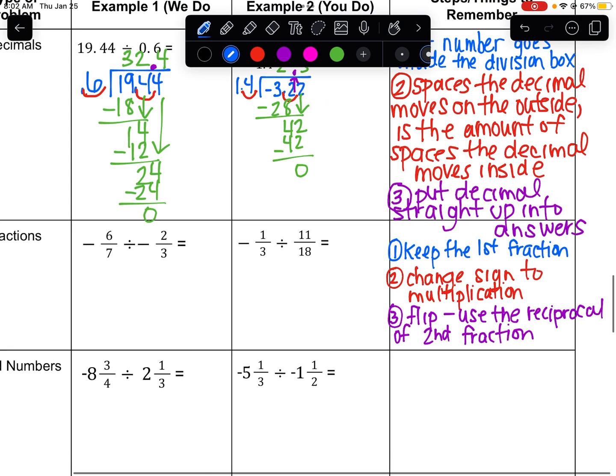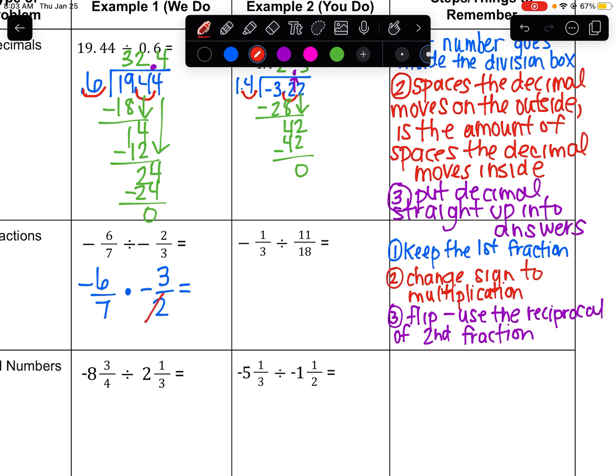So let's try the first problem together. So we keep -6/7. We change this to multiplication. And then that negative sign is going to stay, but we're going to change the fraction from 2/3 to 3/2. And then we're going to follow all those same rules that we had with multiplying. We are going to look for, can I simplify first? Well, I can, because 2 goes into 6, or 2 goes into 2 once, and 2 goes into 6 3 times. So then I can do 3 times 3 is 9.